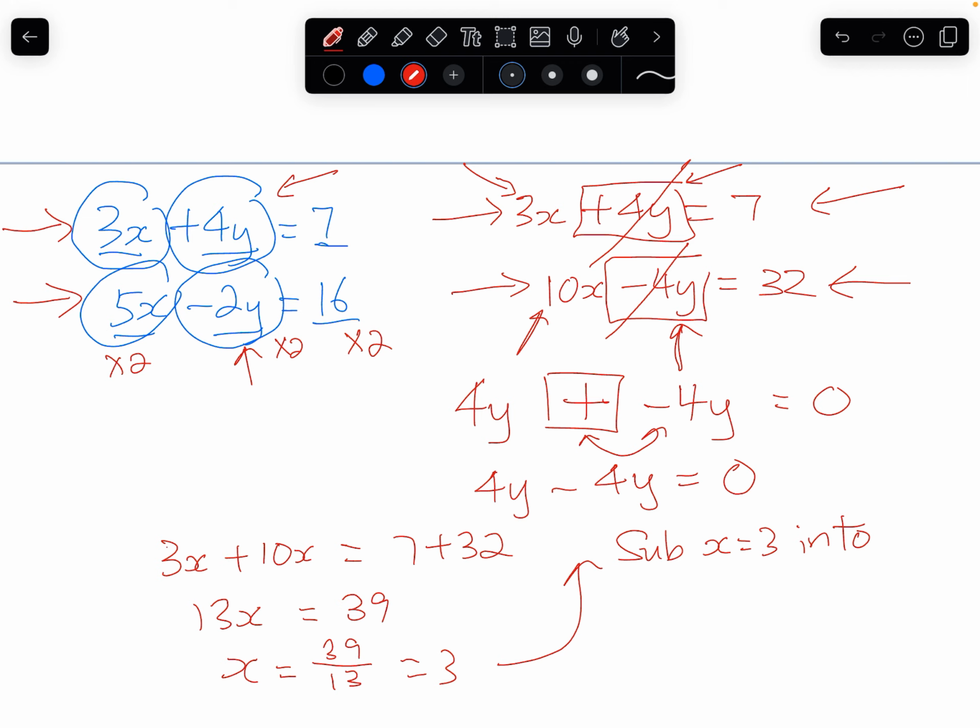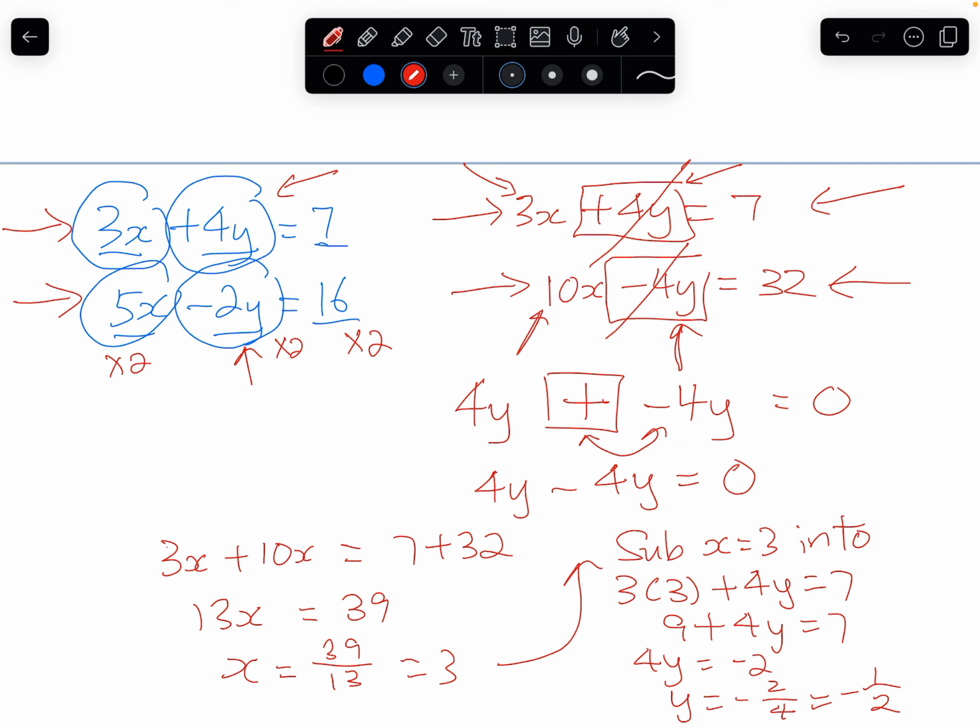So I'm probably going to substitute that into the first equation, which looks like that. Okay, so this becomes 9 plus 4y equal to 7. Then we could do the math for this one as well. So it's going to look something like 4y equal to negative 2. So you're going to get y equal to negative 2 over 4, which gives me negative half.